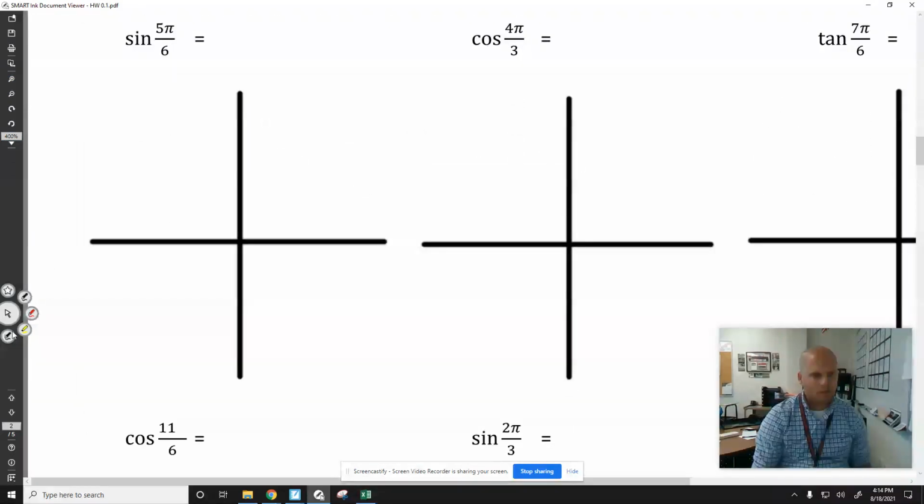All right. Sine of 5 pi over 6. All right, so I got 6 pi over 6 over here, which is pi.